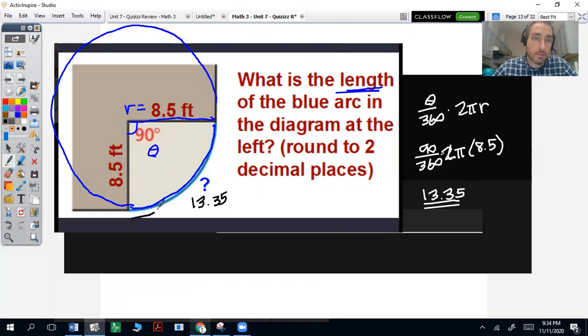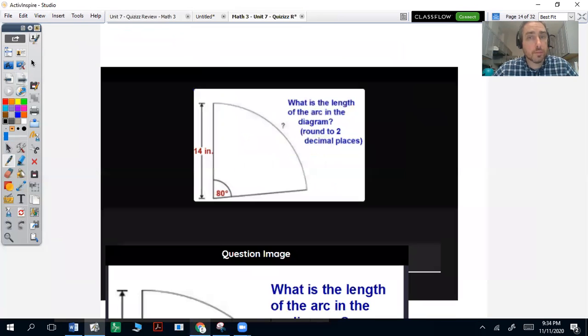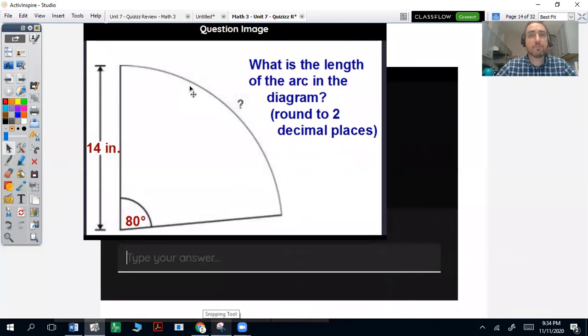That represents, if I were to measure that length, that's how long that would be. Next question. Look at this question, pause it, try it on your own, unpause it, check my answer. Let's click on the image, make it bigger. What is the length of the arc in the diagram to 2 decimal places? It's the same as the last question.